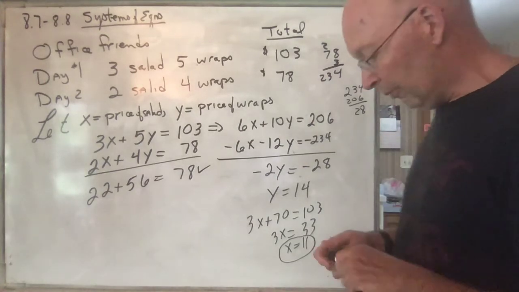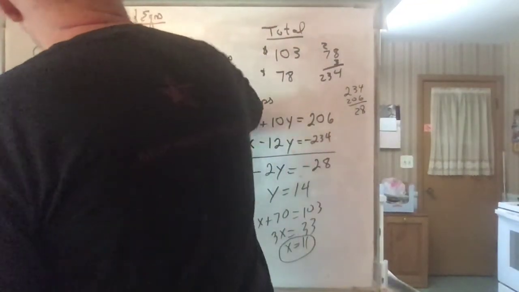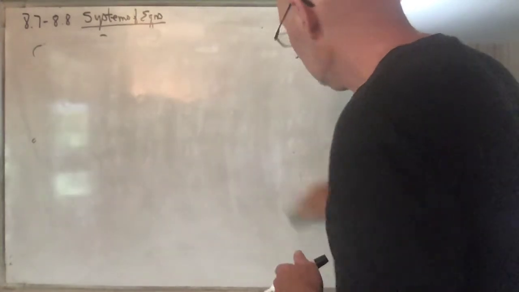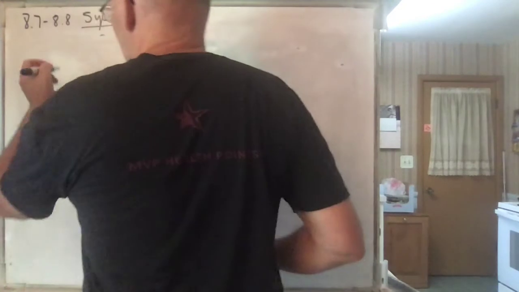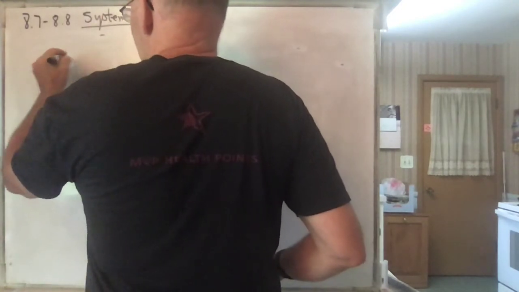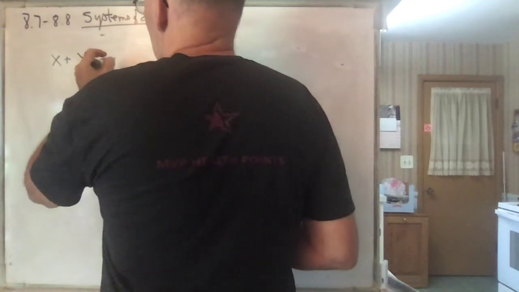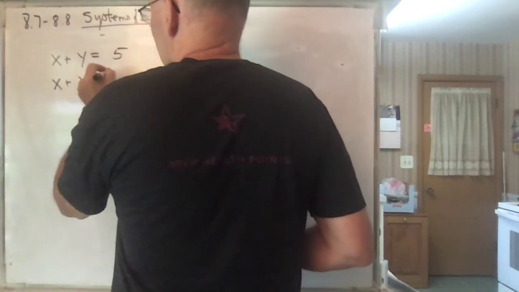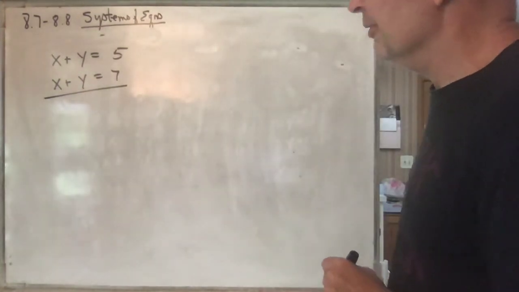The thing I should mention before we go is, will there always be a solution? Let's look at lines and see if there will always be a solution. What if I give you, just as a very easy example, x plus y is equal to 5, and x plus y is equal to 7. And let's see what happens if we solve that system.